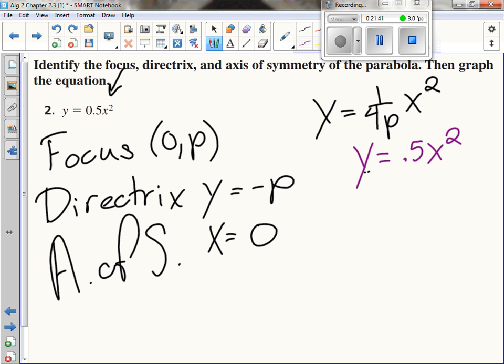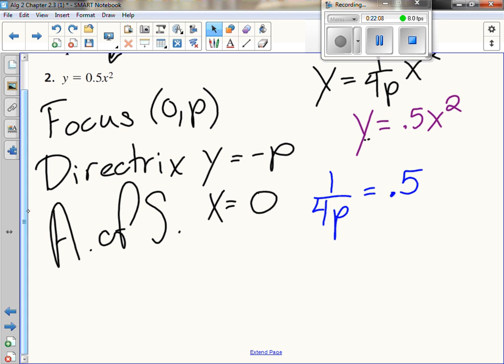So what I can do is go on and set up, like we did on the last ones, 1 over 4p equals 0.5. Now you might have a question at this point, don't we need to change 0.5 to its fractional form, 1/2? No, we can leave it as 0.5. There's nothing that says that p has to be a fraction. It can be a decimal. There's nothing wrong with it being a decimal.